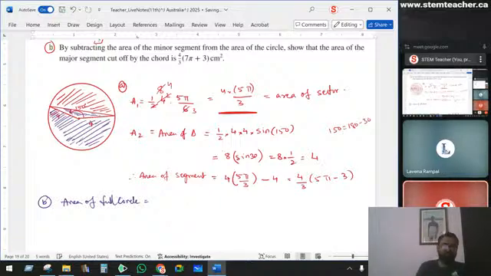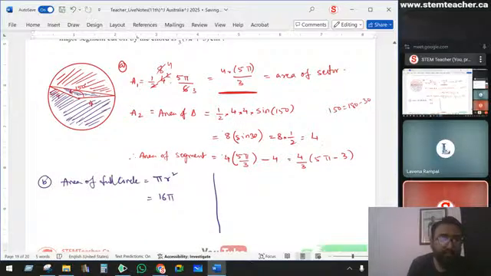Area of the circle is pi r square. And r is 4, so the area of the circle is 16 pi. Okay. Area of the circle is 16 pi. And this area of this segment, we got, this is the area of the segment.